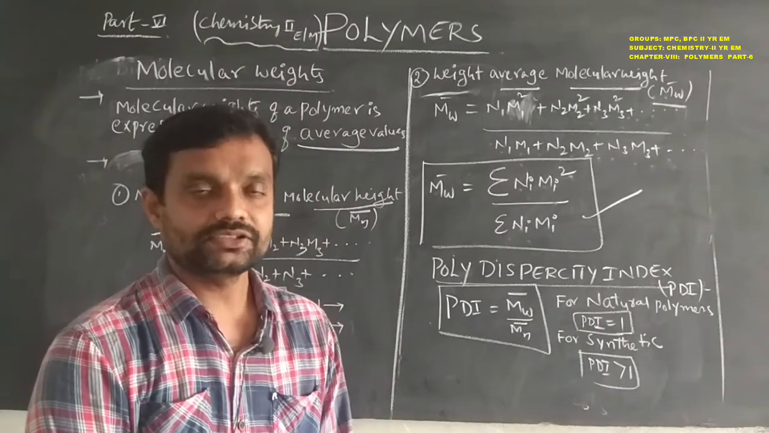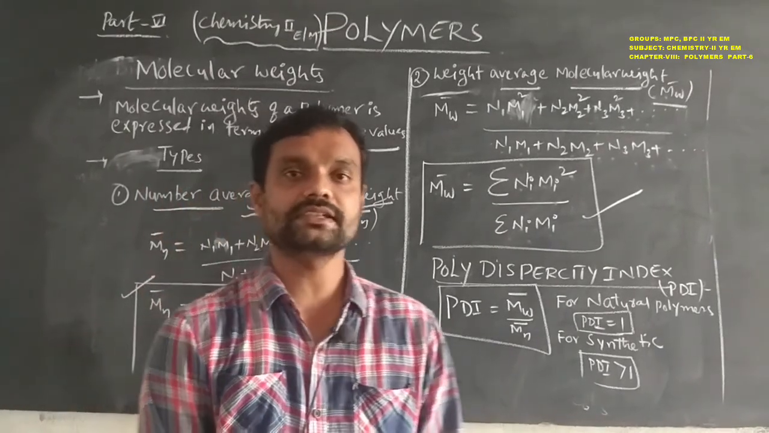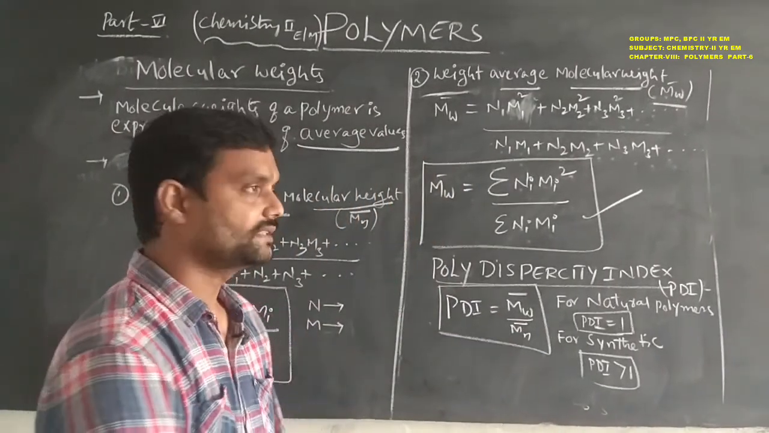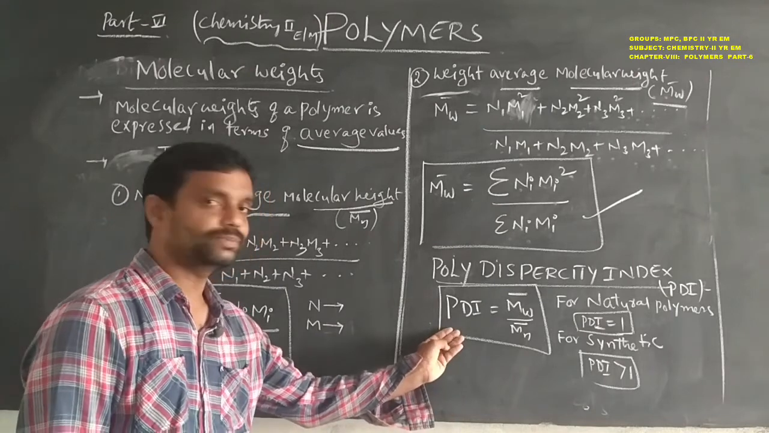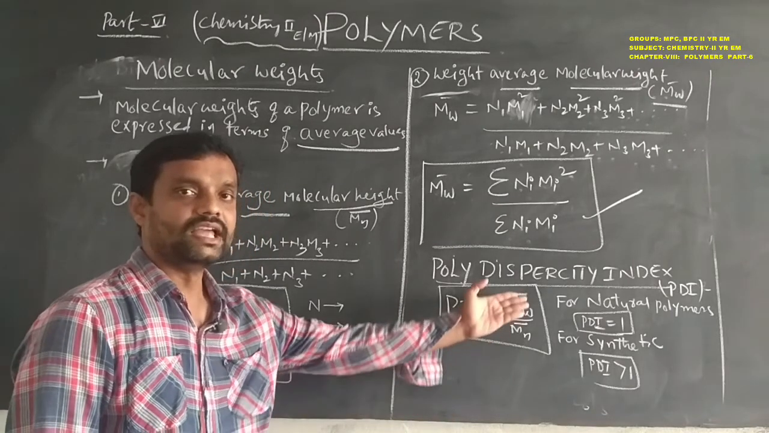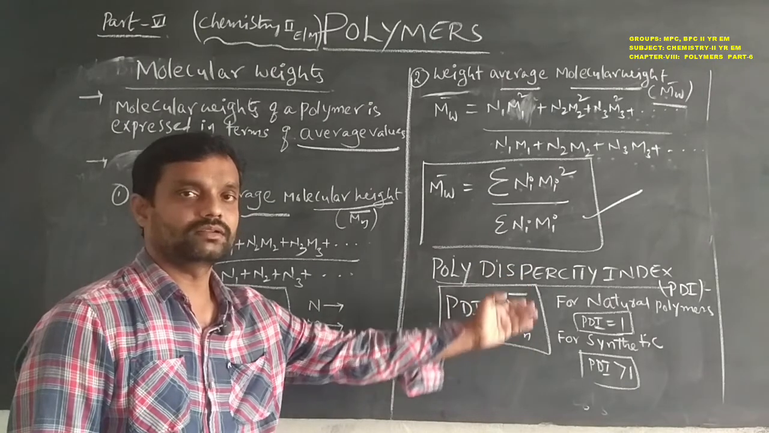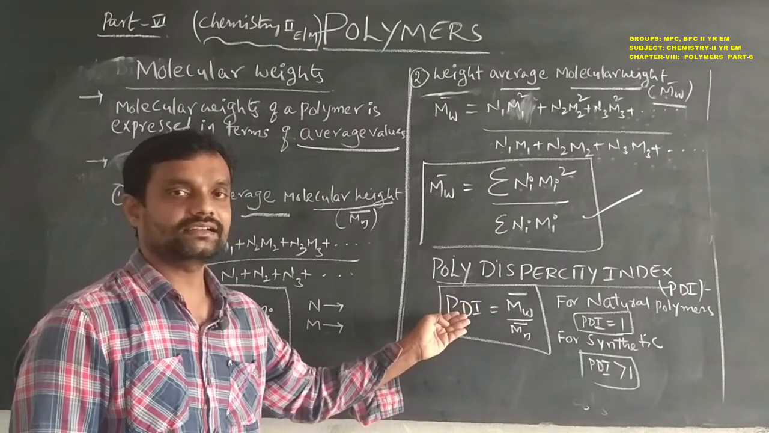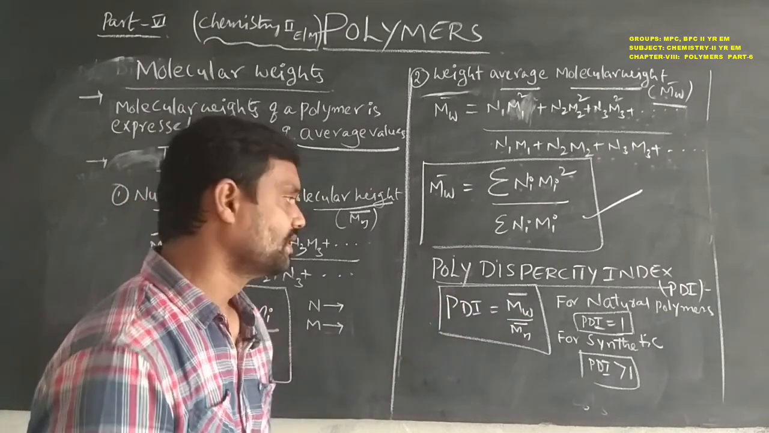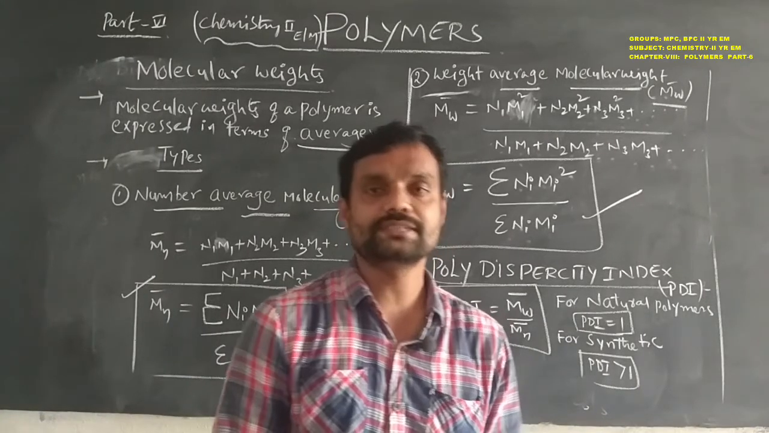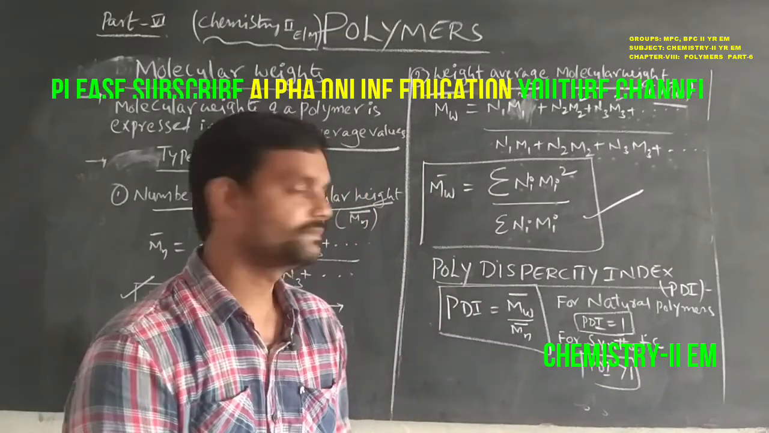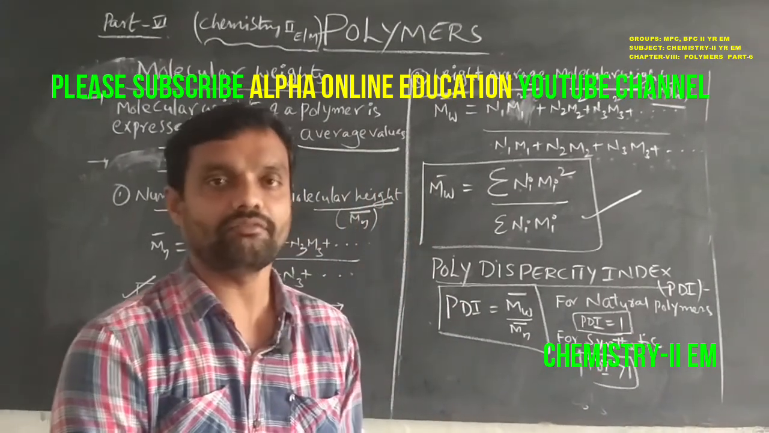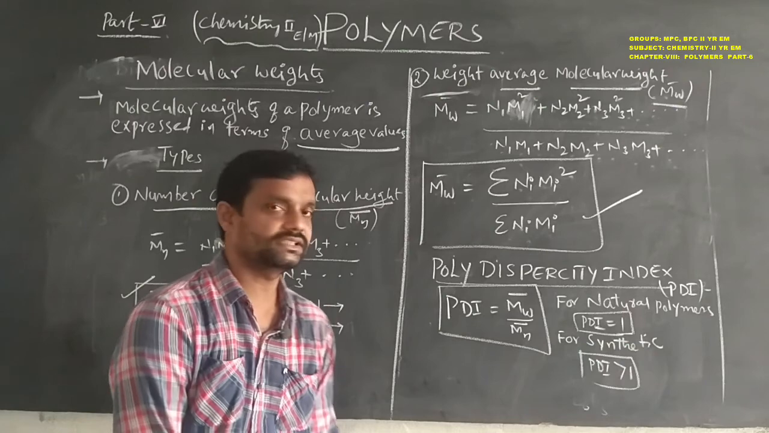The ratio between the weight average molecular weight and the number average molecular weight is called the polydispersity index. Mathematically, PDI is equal to Mw bar divided by Mn bar. For natural polymers, the polydispersity index value is equal to 1. For synthetic polymers, the polydispersity index value is greater than 1. So this is about the polydispersity index.